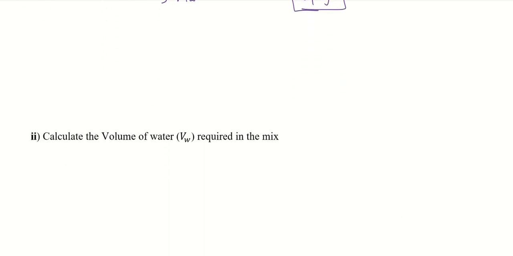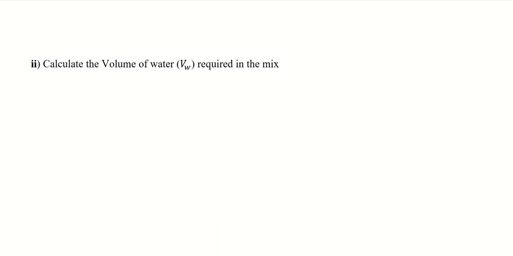Okay, let's have a look at the second part of the question. So the second part of the question, you are required to calculate the volume of water required in the mix. Now again, start with the relevant equation. So the relevant equation in this case is density, which is given the letter rho, is equal to mass over volume. That's the relevant equation. Let's just write that in terms of water. So rho water, density of water, is equal to the mass of water divided by the volume of water.